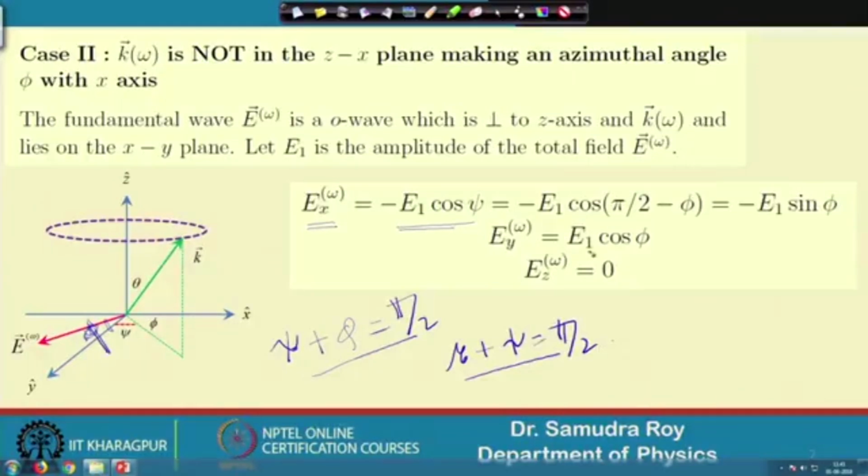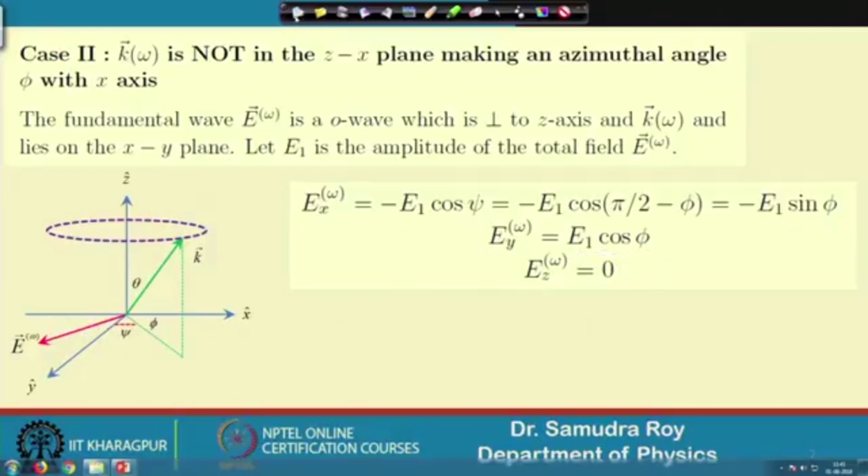So, what will be the y component? It will be E1 cos phi, as simple as that. Ez: there will be no Ez component, because the vector E is lying on the xy plane. And along the x direction there will be one component, which will be simply minus E1 sin phi. The direction is negative, so that is why we write this component with a minus sign.